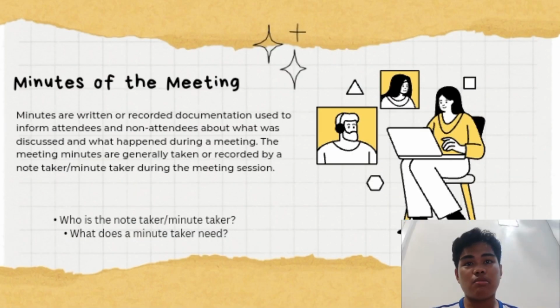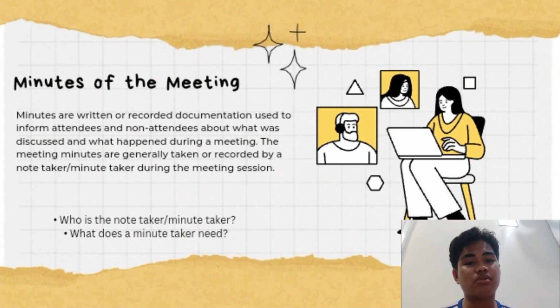Minutes of the meeting. Minutes are written or recorded documentation used to inform attendees and non-attendees about what happened or what was discussed during a meeting. So, to ensure that everyone is on the same page, we use something called minutes. These are written or recorded documents that capture what was discussed and what happened during the meeting, and they help inform attendees and those who couldn't make it to the meeting.